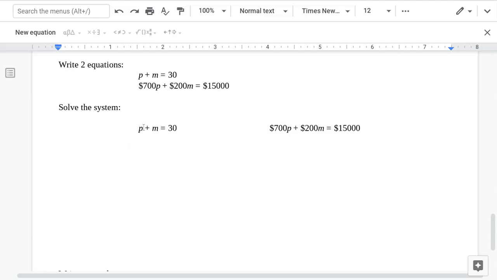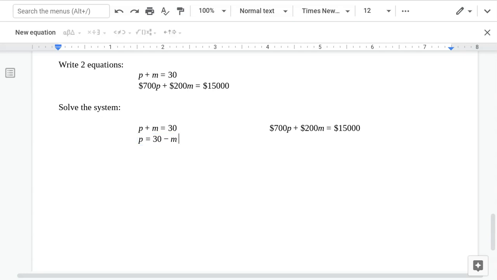And it doesn't matter which one you choose. Maybe you choose to solve for P by subtracting M, which is fine. We could also do the same by subtracting P to get M by itself. But let's just make a decision here. Let's solve for P. And so if we subtract M on each side of the equation, we're going to have P is equal to 30 minus M, which is the same as negative M plus 30. But since we're not graphing, the order doesn't matter.